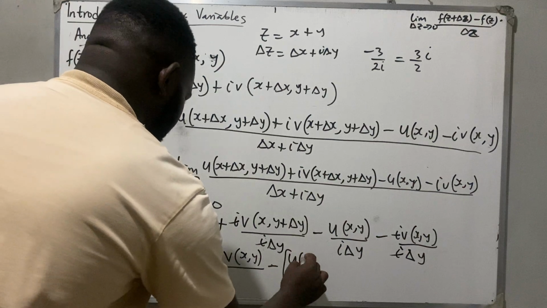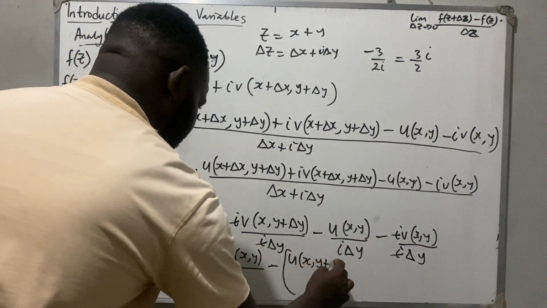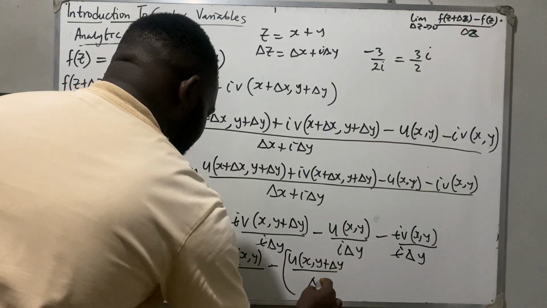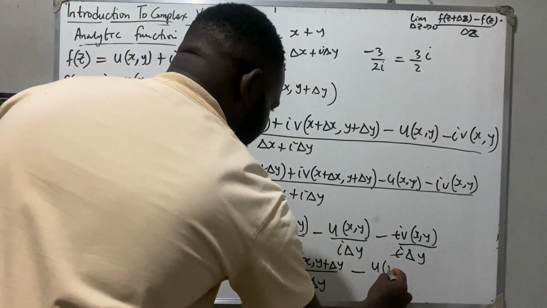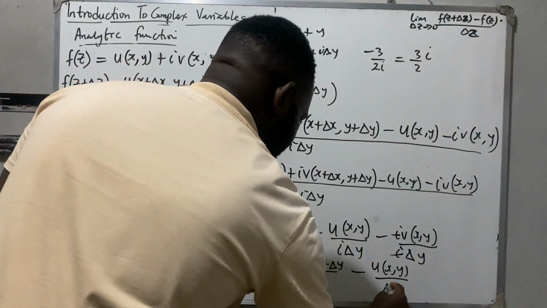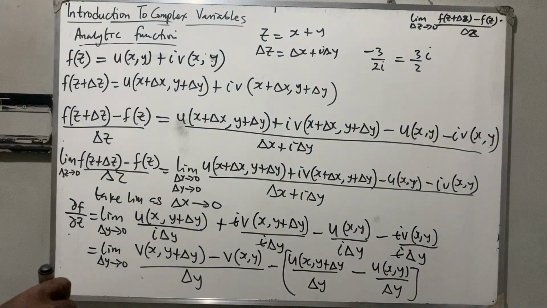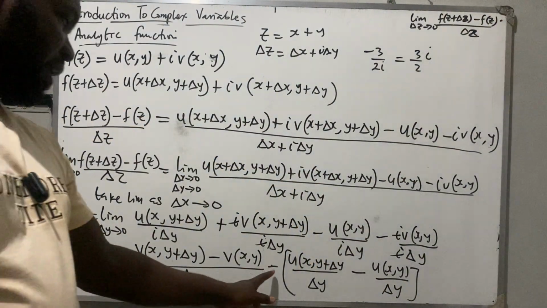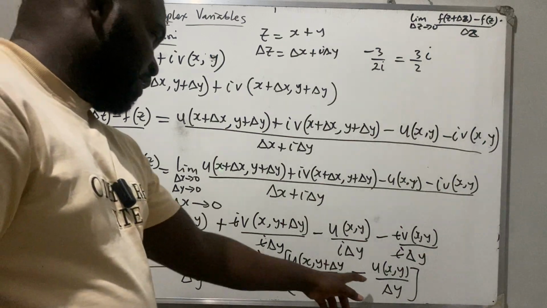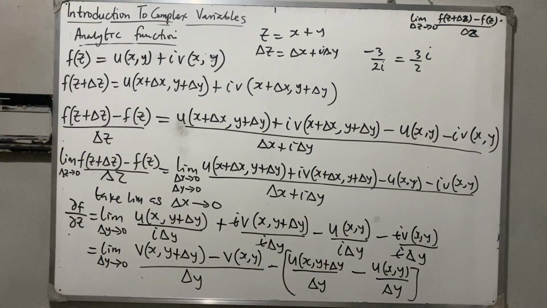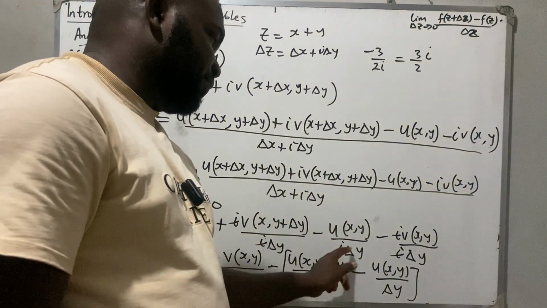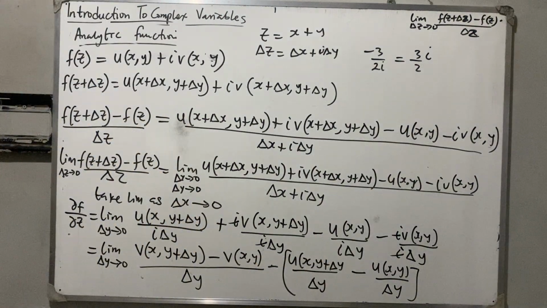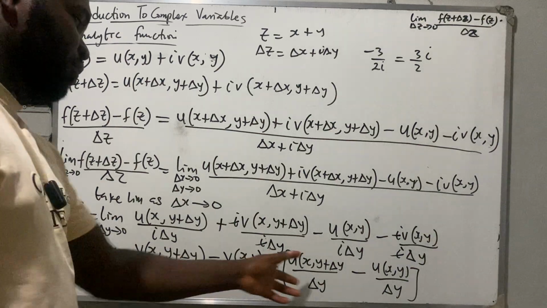So which is what? u of (x, y + delta y) all over delta y, minus where is his brother? This person, which is u of (x, y) all over delta y. You will now see that minus times this will give you this one, and minus times minus will give you this one as plus. Remember, this one became minus because if you rationalize, you change the sign. This one became plus because if you take i up, the sign will go. From here now, we can separate the limit of this one and the limit of this one.